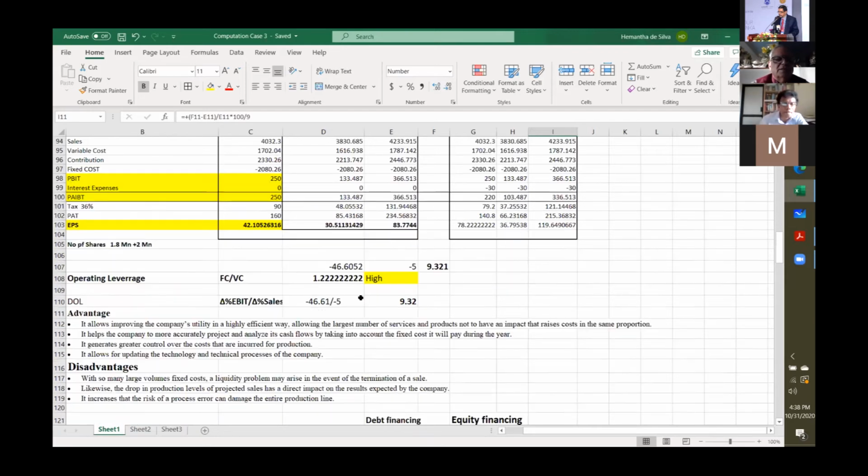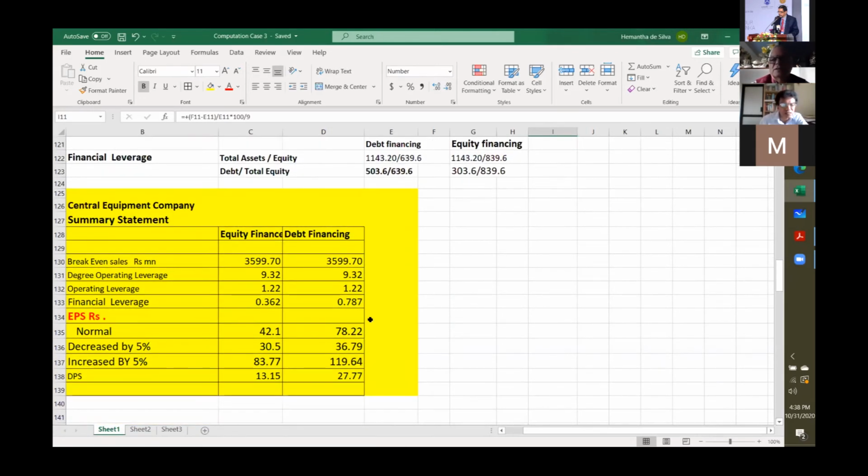Now, how much is financial leverage? Operating leverage is much higher than financial leverage. Financial leverage was taken considering the new project, equity finance 0.362 and debt financing 0.787. Well, financial leverage comes because of debt finance, of course. Otherwise, there is only operating leverage. Yeah, because I took the current, that is the short-term debt, also into consideration there.